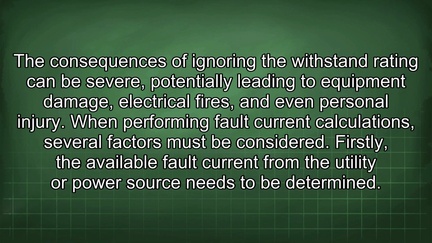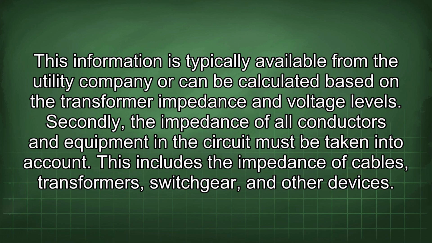Firstly, the available fault current from the utility or power source needs to be determined. This information is typically available from the utility company or can be calculated based on the transformer impedance and voltage levels. Secondly, the impedance of all conductors and equipment in the circuit must be taken into account. This includes the impedance of cables, transformers, switchgear, and other devices.